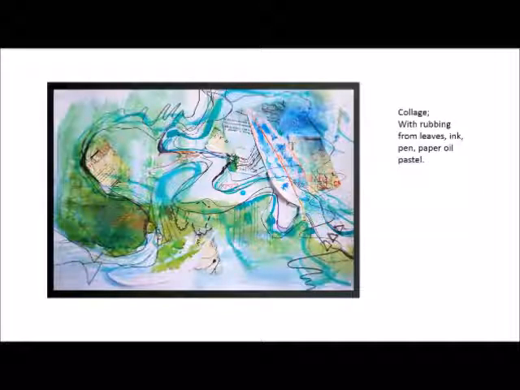Here's a mixed media artwork that's a collage. It's got lots of things in it, rubbings from leaves, it's got pens, it's got ink, it's got paper, oil pastels, all put in together with lots of lines to form an aerial view of a landscape.